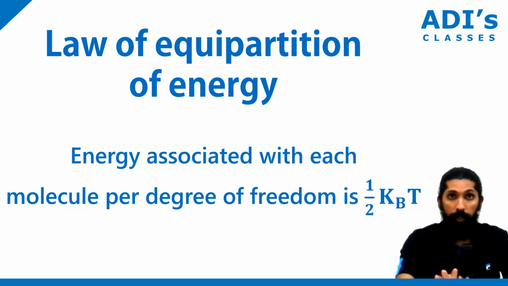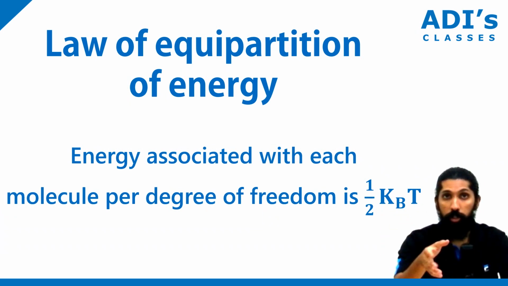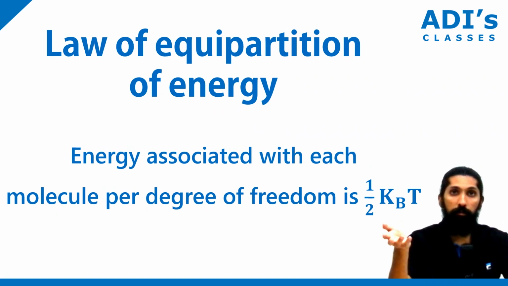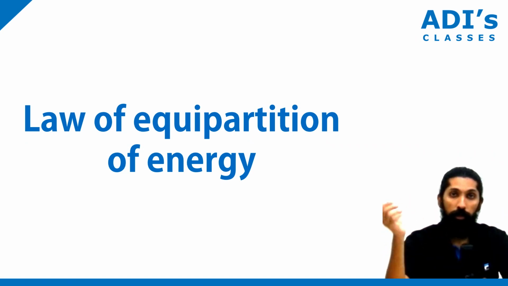Here you have a very important point to understand. The energy associated with each degree of freedom is how much? 1 by 2 kB into T, correct? Now what did you understand by this? The energy is equal everywhere, right? So this is basically the law of equipartition of energy.